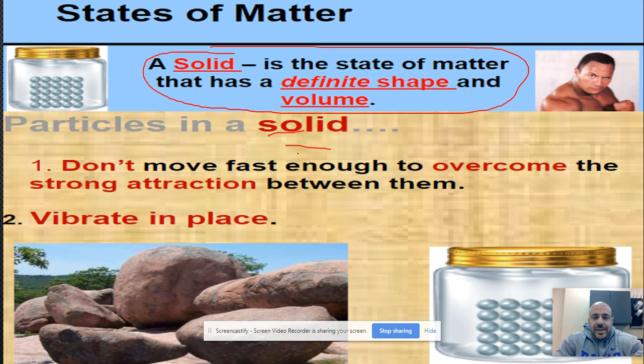If a particle is in a solid, they don't move fast enough. Remember, everything moves, every state of matter has particles that move, but they don't move fast enough to overcome those bonds or the attraction between them. So they just vibrate back and forth in place. If we look at this picture down here, these are all moving side to side, but they're so close to each other, they just bump and pretty much stay in place. You don't notice that they're moving.